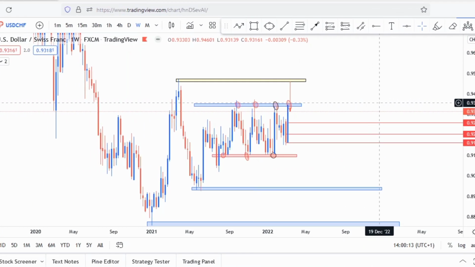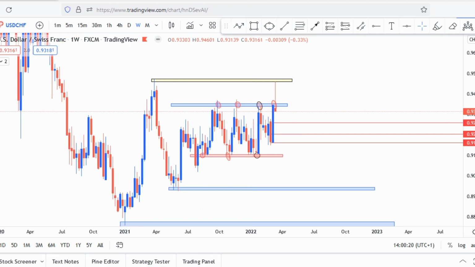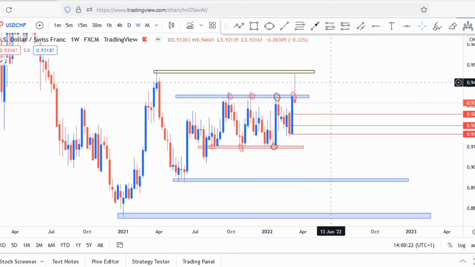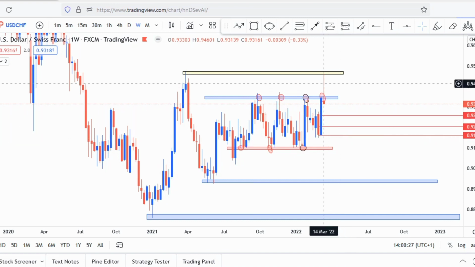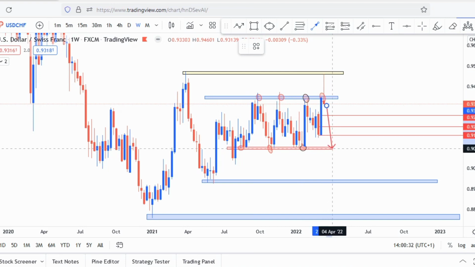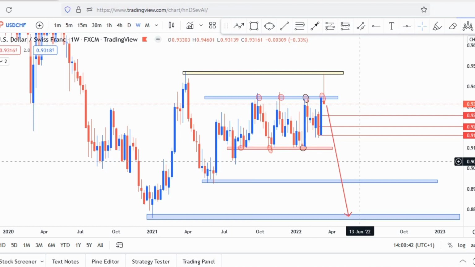For USD Swiss franc, we can see on the weekly time frame that price has formed this massive rejection candle, a bearish pin bar, which is a very strong indication that price is most likely going to continue to the downside, possibly all the way down to this area, even breaking it and down to this support area, and maybe eventually this support area here. So for USD Swiss franc, I'm expecting a massive sell in the near future.